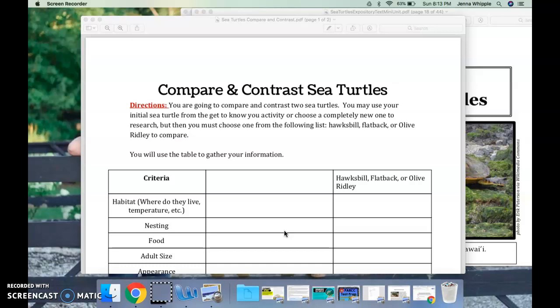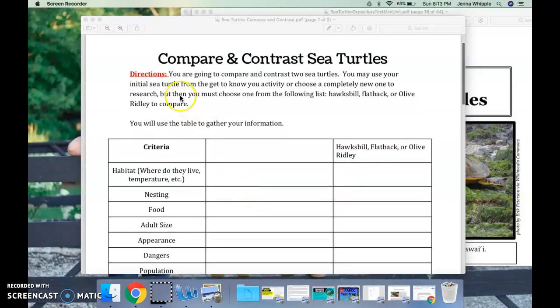Today we're going to work on putting together a compare and contrast short essay. The directions for your assignment say you are going to compare and contrast two sea turtles. You may use your initial sea turtle from the Get to Know You activity or choose a completely new one to research. But then you must choose one from the following list: Hawksbill, Flatback, or Olive Ridley to compare. You will use the table to gather your information.